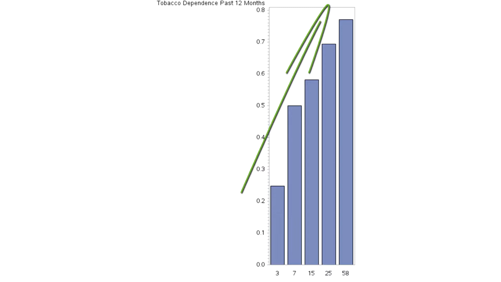We can also see that these rates form a pattern. That is, the more packs smoked per month, the higher the rate of nicotine dependence. So, in a graphical way, we're already seeing that there seems to be a relationship between smoking and nicotine dependence as we hypothesized.